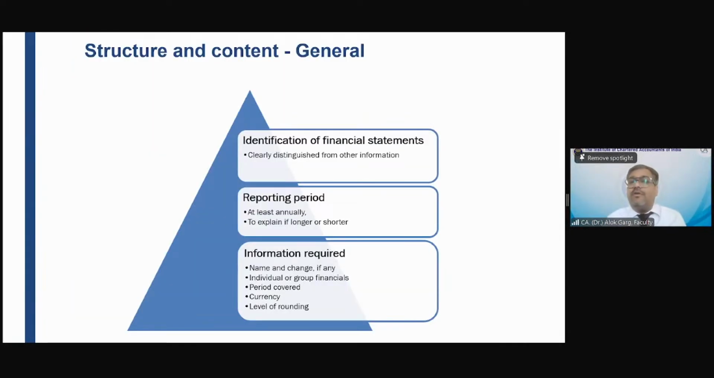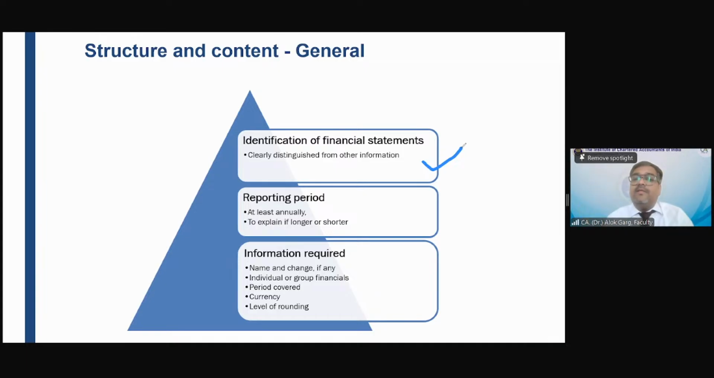Talking about the structure and content, this standard is such a meticulous standard. It says that in your financial statement, in an annual report, there are a lot of documents, like corporate governance report, MD&A report, director's report, BRSR report, correct? A lot of reports are there. So the standard says that in a series of documents, the financial statement has to be clearly called out. Financial statement has to be clearly identified.